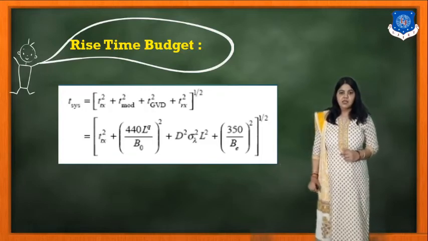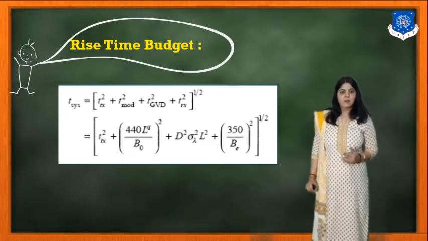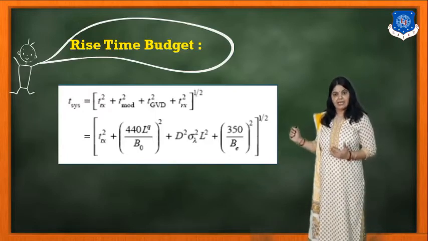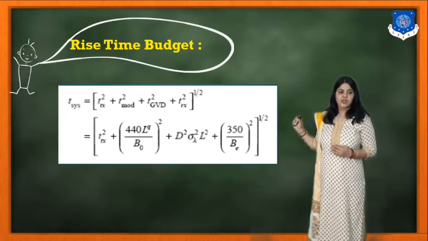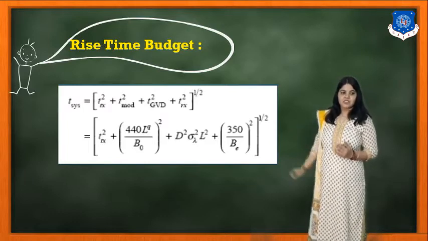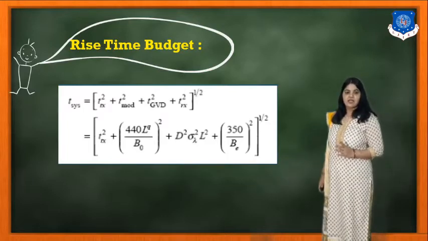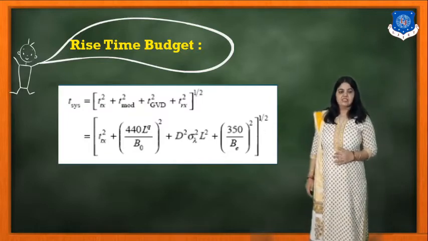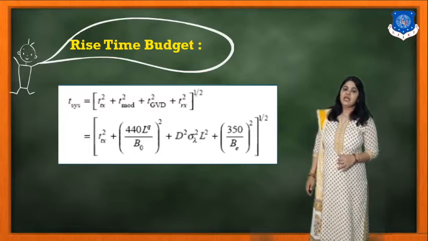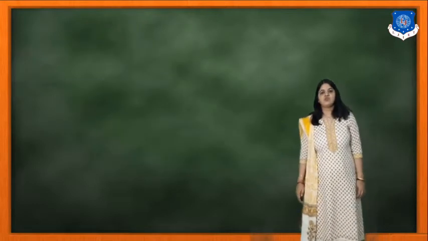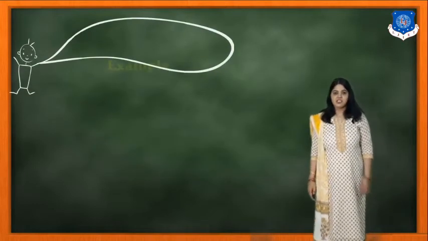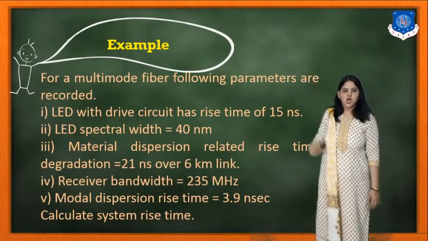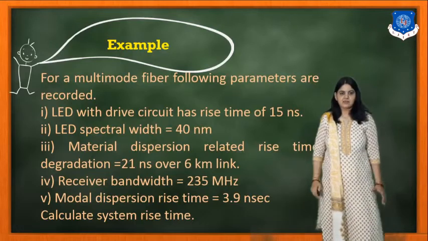Putting all the values, this is the equation we need to keep in mind directly: T_SYS = [TTX² + (440 L^q / B0)² + D² σλ² L² + (350 / B_RX)²]^(1/2). This is the equation that we have to keep in mind about the rise time. We are going to solve an example related to this.